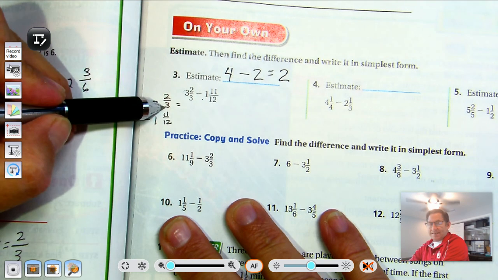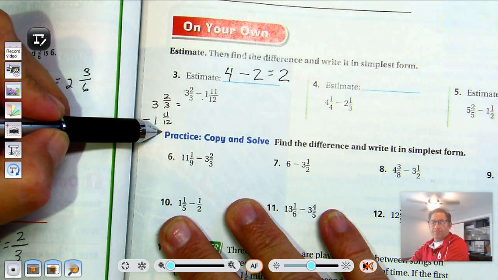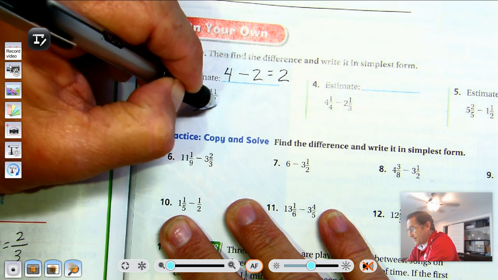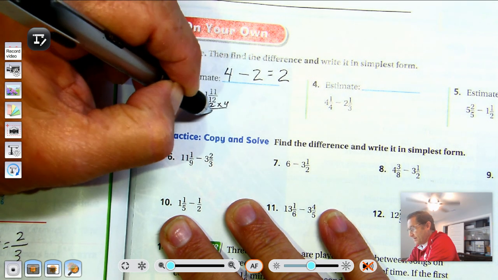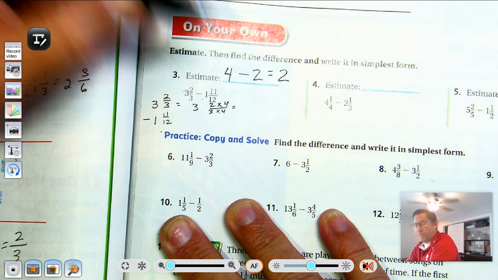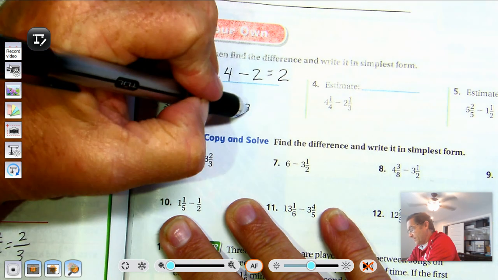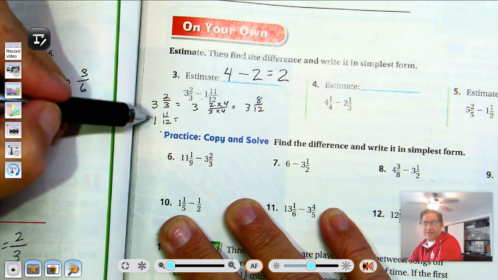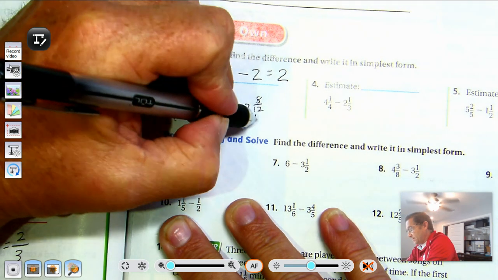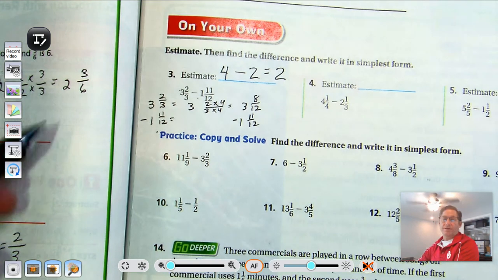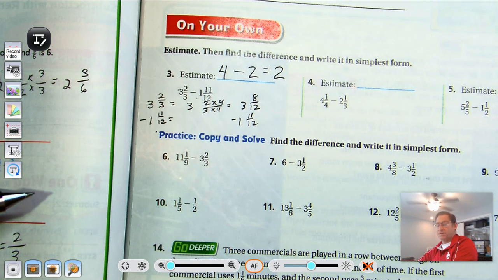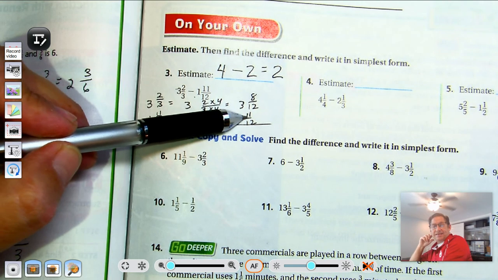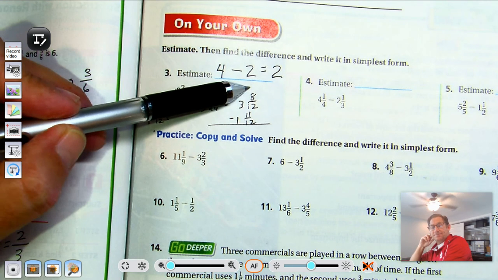Now I know 3 times 4 is 12. So I'm going to go ahead and go 3 2/3 times 4/4 would give me 3 8/12. I'm not going to do anything to the 1 and 11/12 since its denominator is already 12s. Well, when I look at here, again, I can't take 11 from 8.